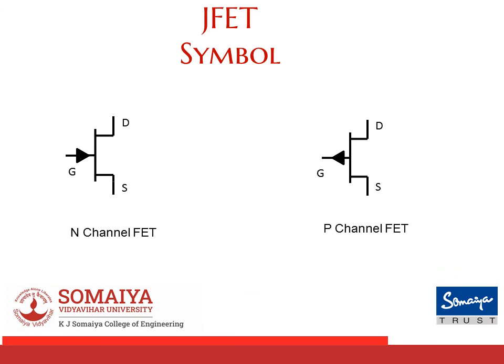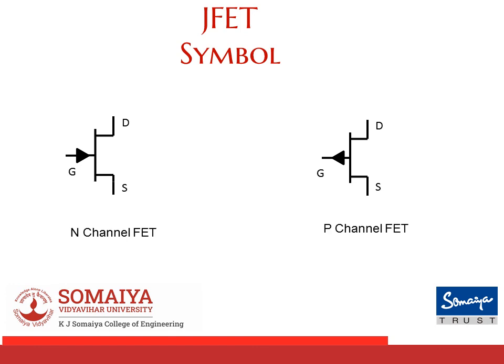Now let's move on and talk about the symbol for JFET. A junction field effect transistor, as we've just studied, can be of two types, one which is n-channel JFET, the other which is p-channel JFET. There are three terminals: gate, drain and source, as you can see in the symbol.